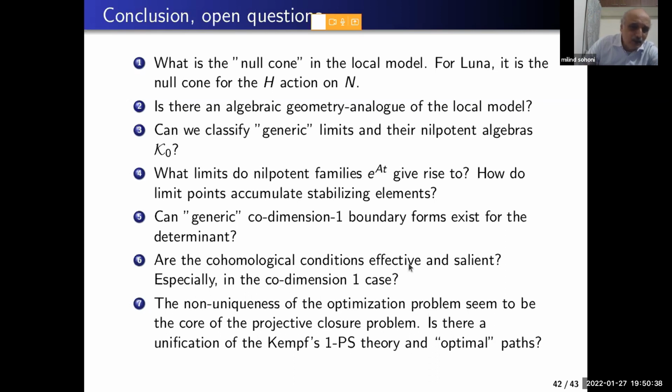And basically, are these cohomological conditions effective and salient? And of course, Kempf's one parameter subgroups: are they really optimal paths? These are some of the questions which we would like to work on, and strengthen the kind of tools which are available to solve this permanent versus determinant problem.